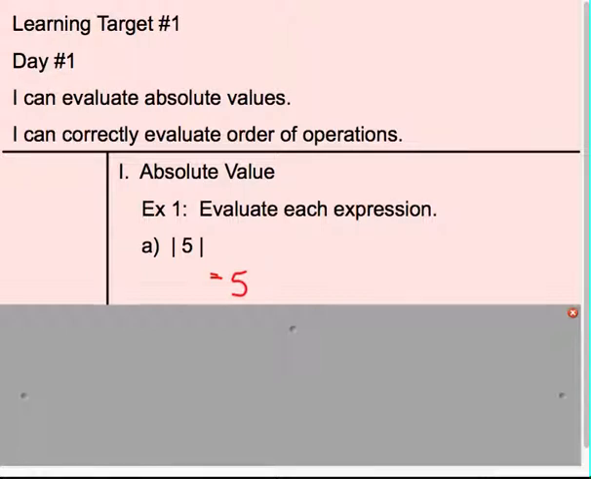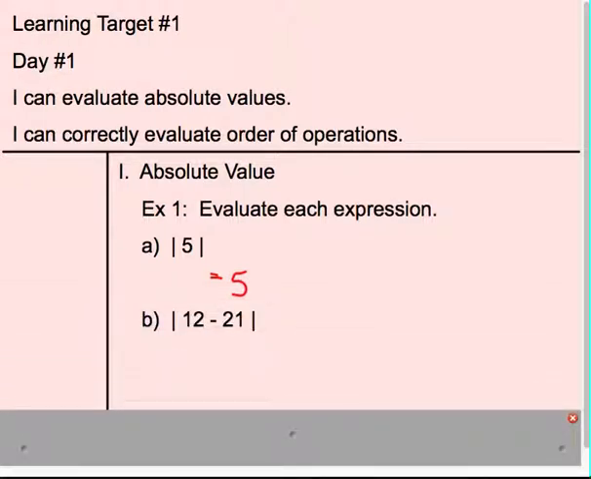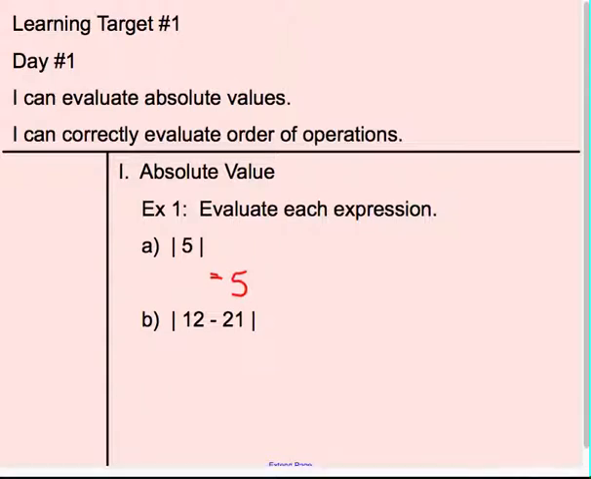And the next one, we've got an order of operations problem. We've got 12 minus 21 inside the absolute values. So the first thing we will do is simplify that expression. And now that we have it down to a single number, we will think -9 is 9 units from 0 on a number line. So we make that negative positive.